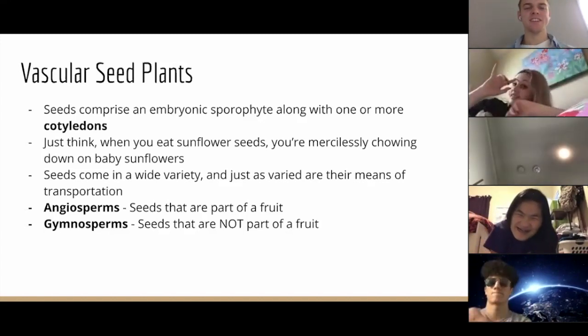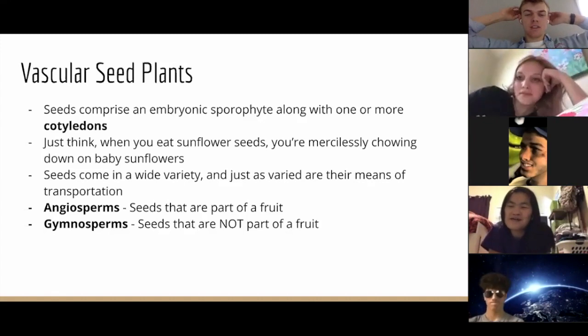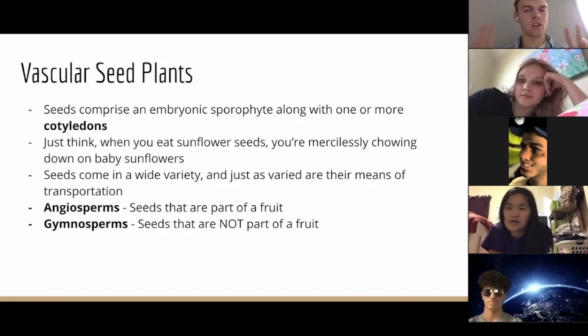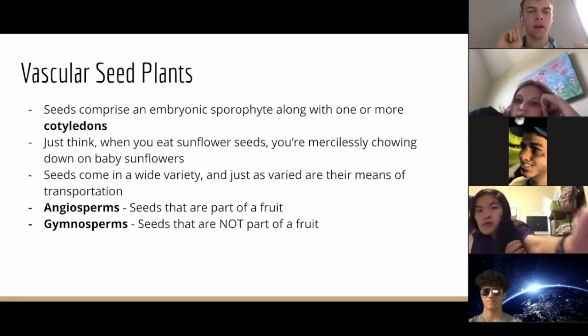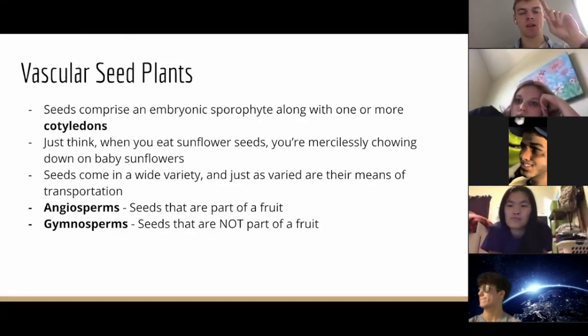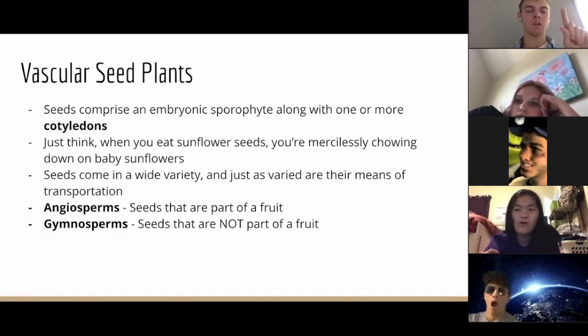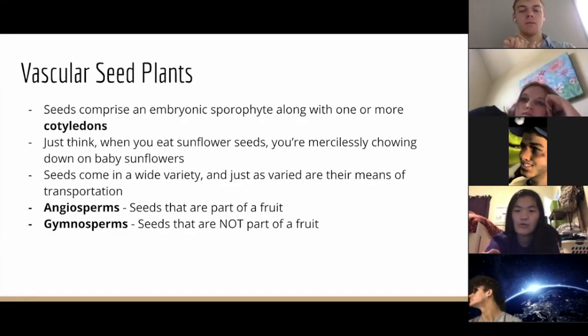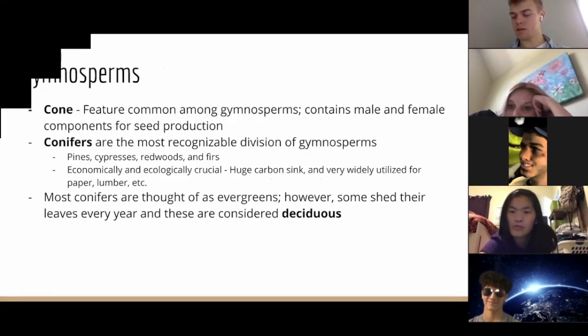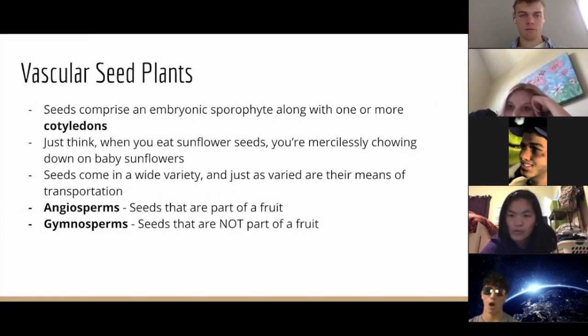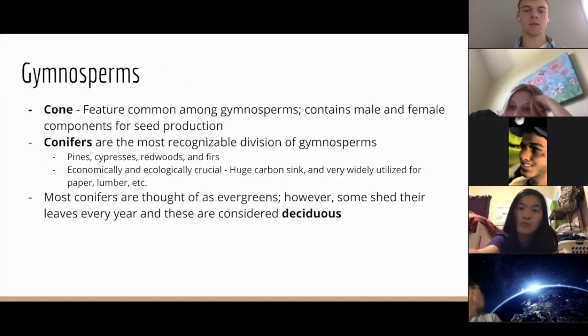All right, vascular seed plants. All I want you to know is there's two types of vascular seeded plants. These plants have a vascular system and they also produce seeds. There's two types. You have angiosperms and gymnosperms. The difference is that angiosperms have seeds that are part of a fruit, and gymnosperms have seeds that are not part of a fruit. So that's basically the biggest difference. We'll talk about gymnosperms.